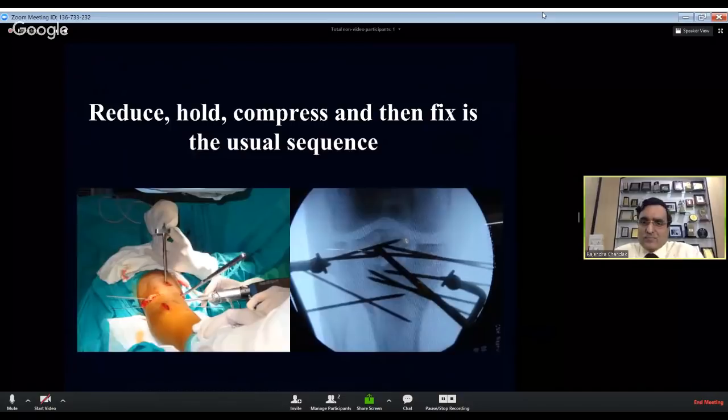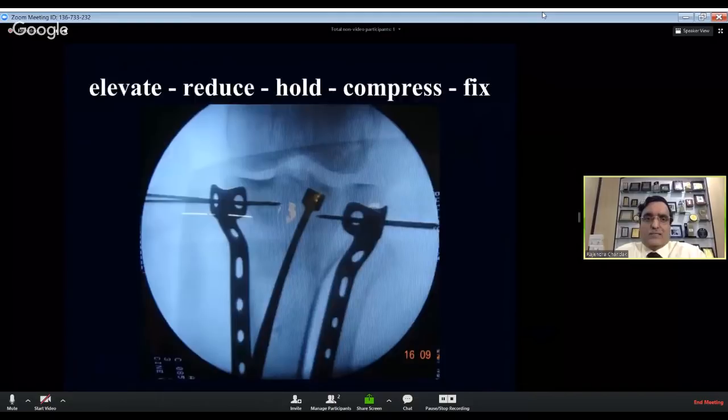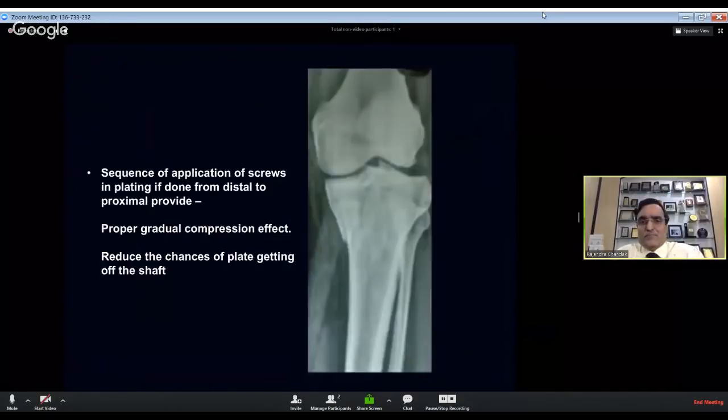So friends, for this complex structure, the mantra is reduce, hold the reduction, compress, and then fix. That is our usual sequence. Fix the raft plate on the lateral side, and then if required a medial buttress on the medial surface. So elevate, reduce, hold, compress, and then fix. This is the diagram I like.